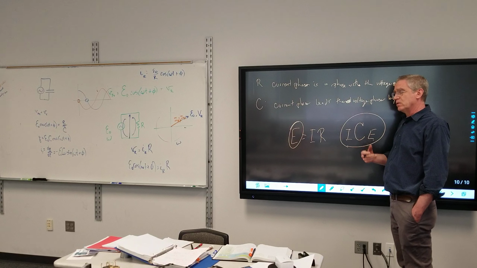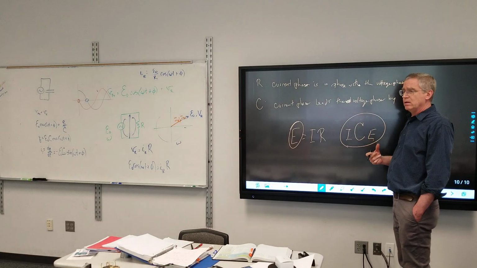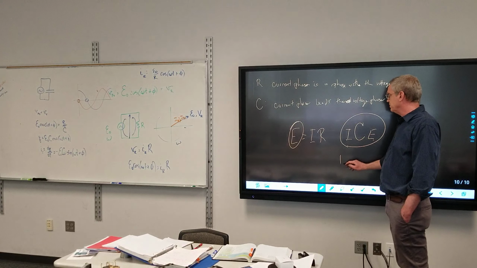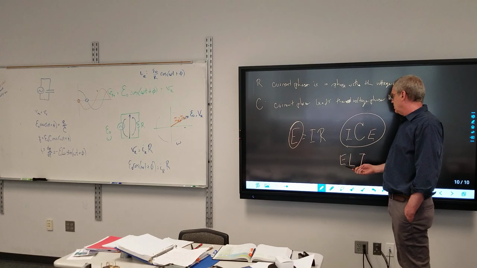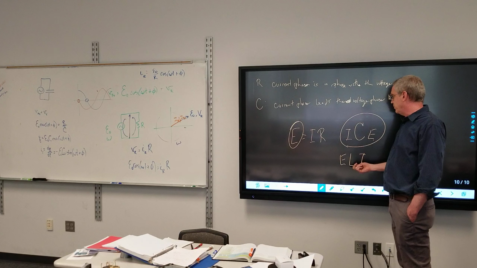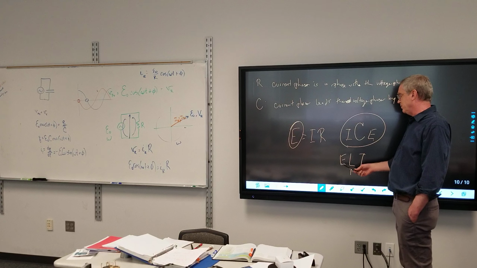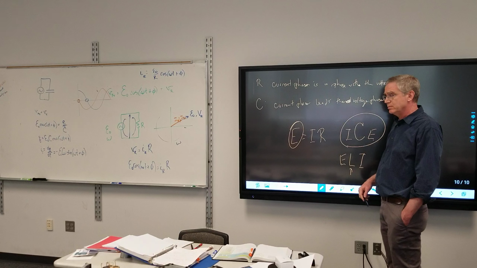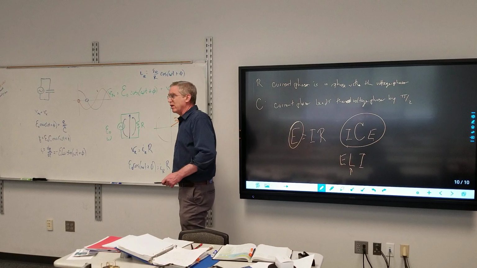Now, just a sneak preview here: the man who brings the ice man actually has a name. His name is Eli. Eli the Iceman. For the inductor, which we'll get to, the voltage leads the current by 90 degrees. But that'll probably be next week.